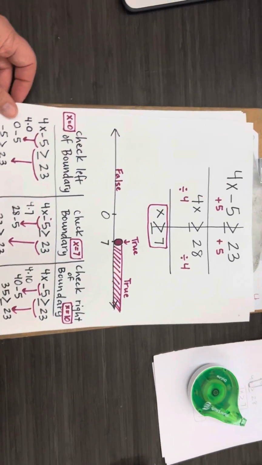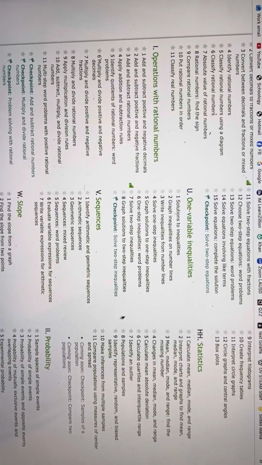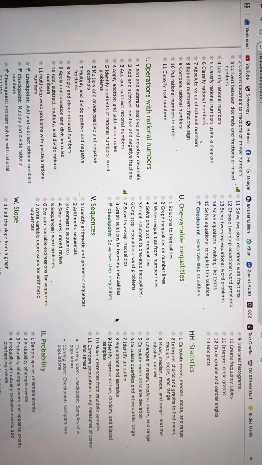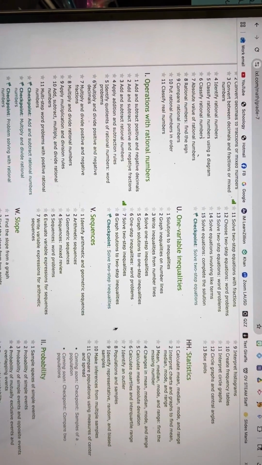And if you go to IXL for extra practice, in grade 7 IXL, the skill is U7 and U8. Those two are the skills that will help you practice solving and graphing two-step inequalities. Grade 7, skill U7 and U8.